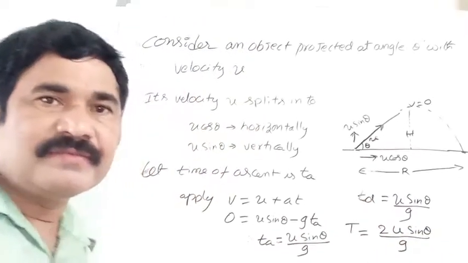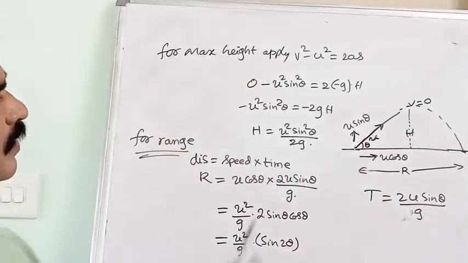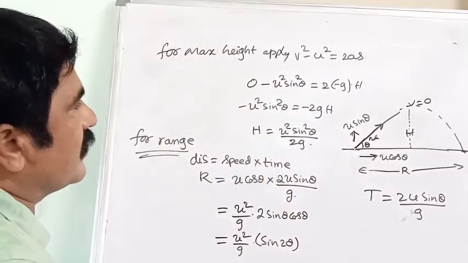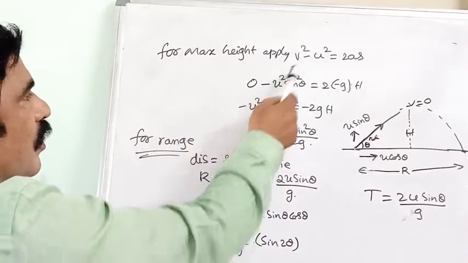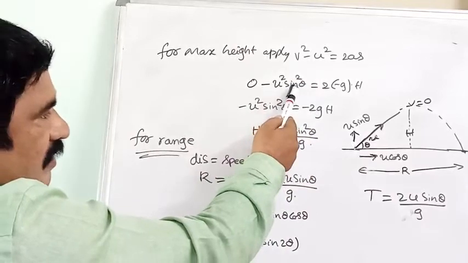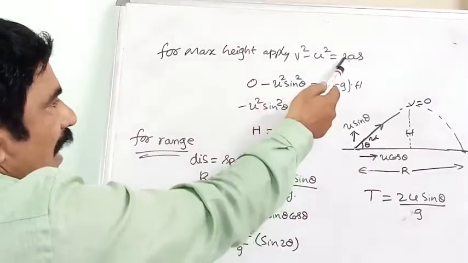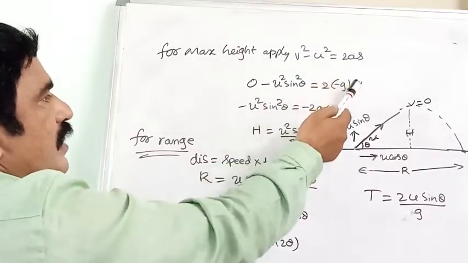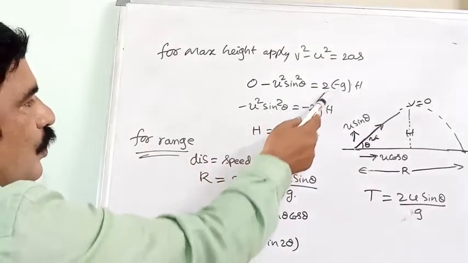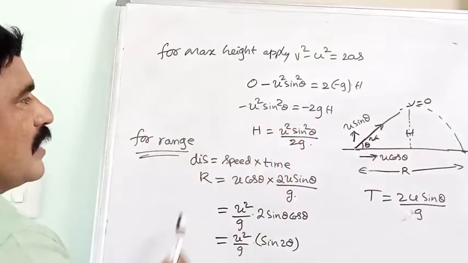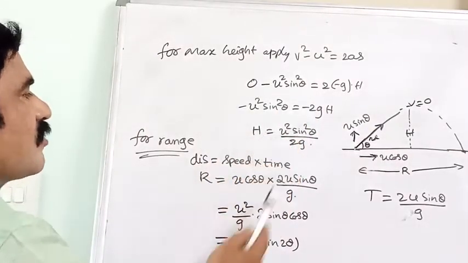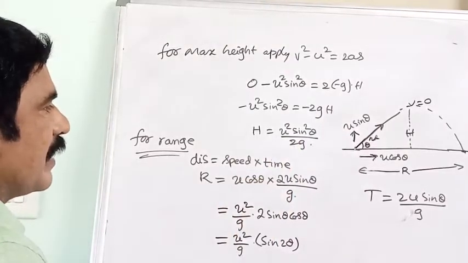For getting maximum height, apply the formula v square minus u square is equal to 2as. V square is 0, minus u means u sin theta, therefore u square sin square theta, 2 into acceleration minus g, distance is h. This is minus u square sin square theta is equal to minus 2gh. Minus minus cancel, we get h is equal to u square sin square theta by 2g.